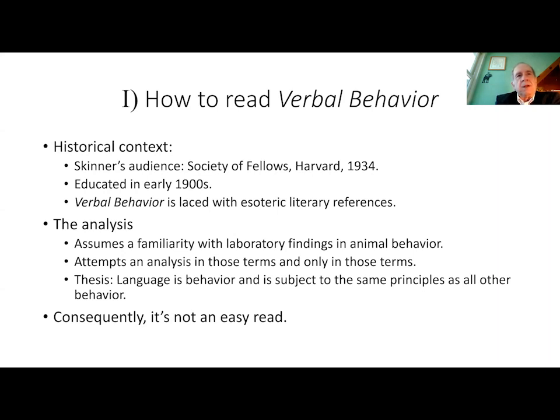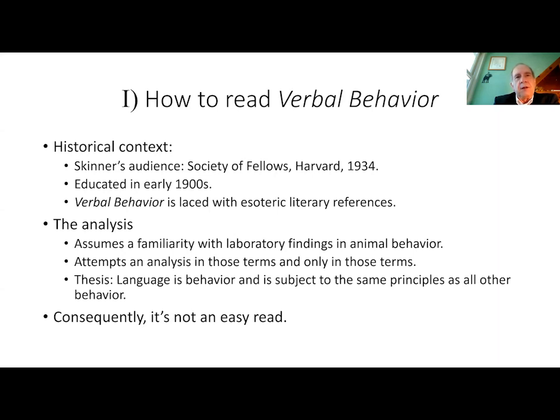Skinner wrote for colleagues that were fellow members of the Society of Fellows in Harvard in 1934. They were skeptical that a behavioral account of verbal behavior was even possible. All these guys were educated in the 1890s or early 1900s. They all had to take Latin, and they all read Macbeth and Julius Caesar and had to memorize long passages from John Milton and so on. The book Verbal Behavior is laced with these esoteric literary references, esoteric to us, because his audience was this group of eggheads at Harvard who were skeptical of Skinner's enterprise.